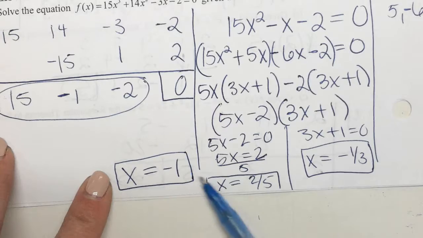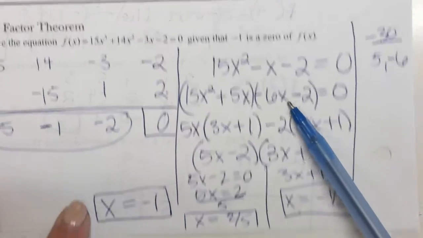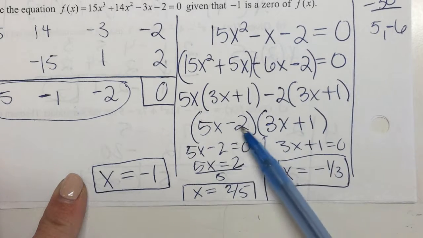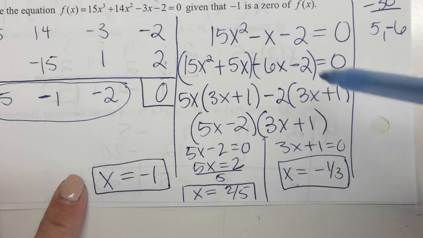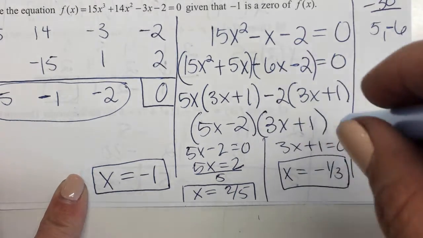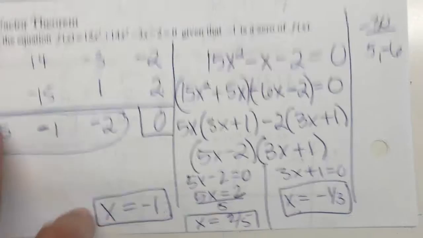Everybody good with this? How else could we have solved this one? How did you get 5x minus 2? Right here, this is from what's left on the outside. What if you did long division? Okay. How else could we have solved this one besides factoring? The quadratic formula. Yes, quadratic formula.